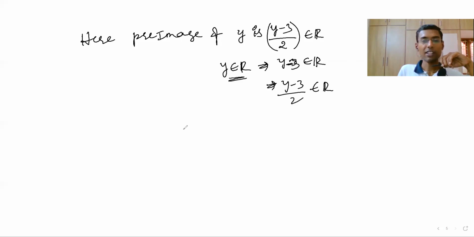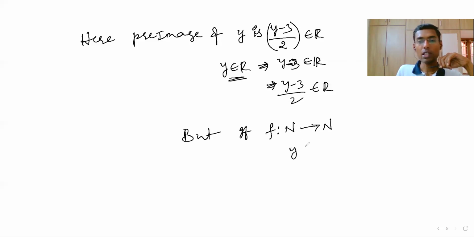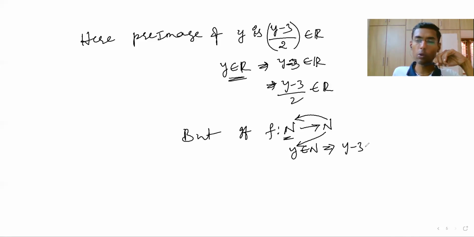But if f is a function from natural numbers to natural numbers, what will happen? y is a natural number, which we have taken from set B, and its pre-image has to be in the domain. So y is a real number, that implies y minus 3, there is no problem. But y is a natural number, y minus 3 can't be a natural number, and (y minus 3) by 2 is surely not a natural number.